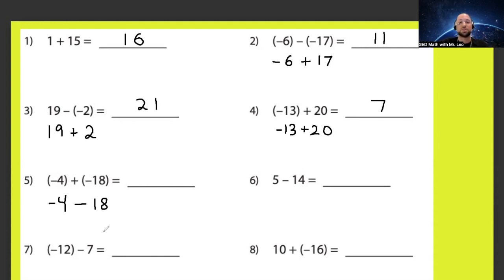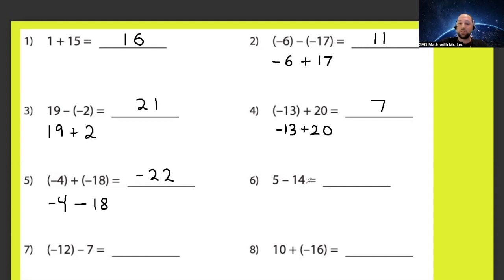Now look at our result here. We have 2 negative signs. Both numbers have the same sign, so we're going to add the numbers and keep the sign. 4 plus 18 is 22. And we're going to keep that sign. Final answer, -22.